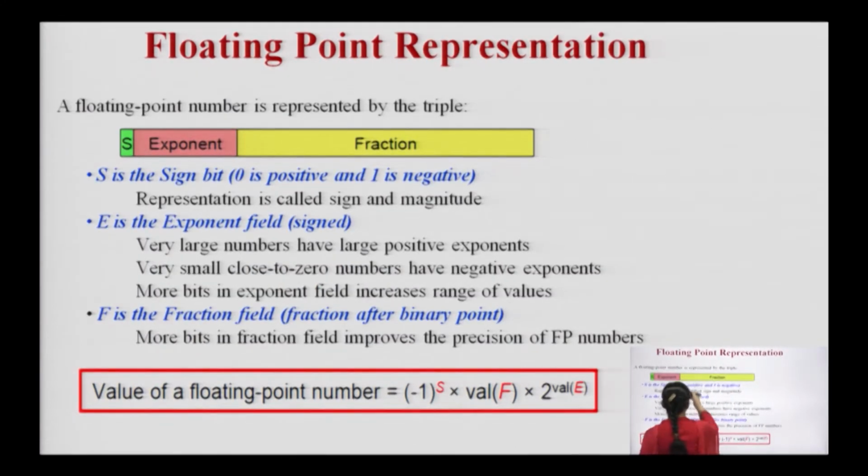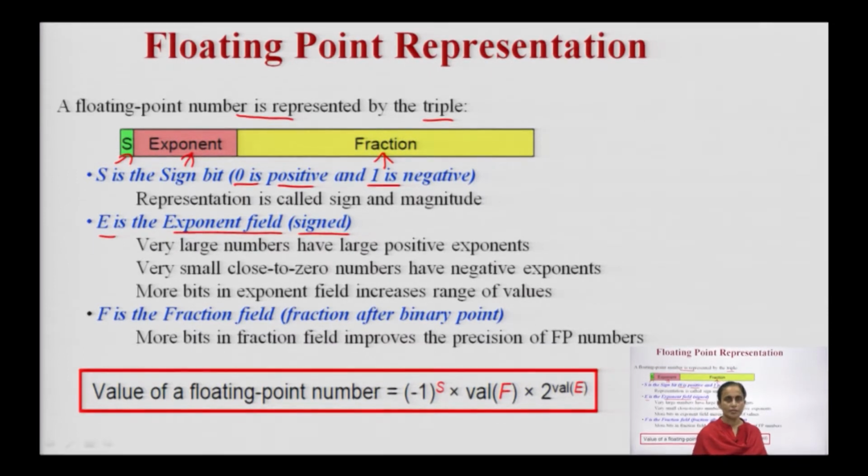This floating point number, as I told, is represented by a triplet. The first part of this triplet is the sign bit, the second part is the exponent and the third part is our fraction part. The sign bit is of 1 bit. If it is 0, my number is positive, and if it is 1, the sign is negative. Then E is the exponent field, which is signed.